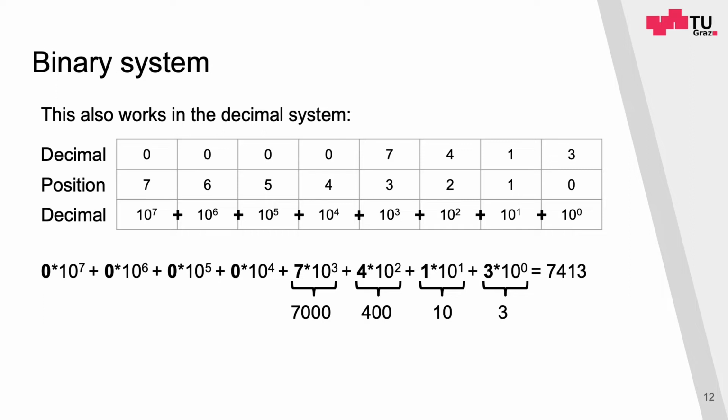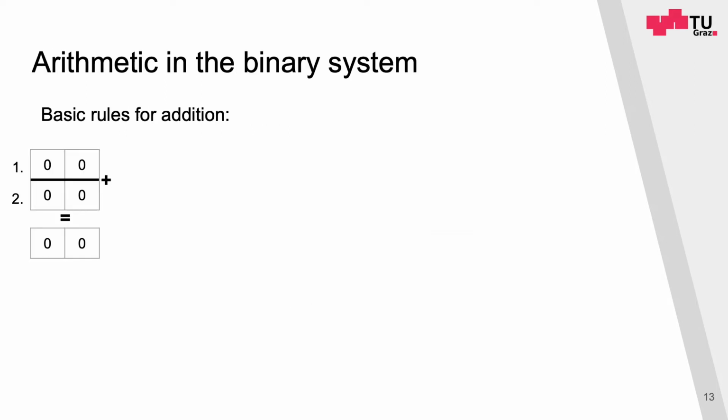As you can see, using this schema or framework, we can basically encode our numbers. Since we are computer scientists, we should also have a deeper understanding of the binary system, and therefore we also look at some basic arithmetic rules in the binary system.